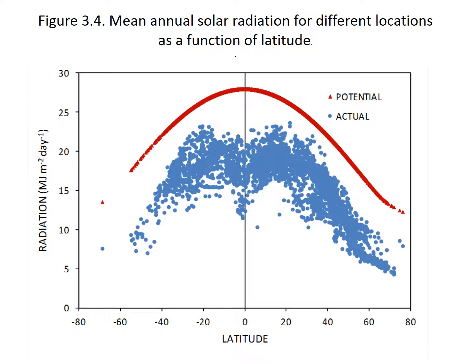In this graph, we see the variation of mean annual solar radiation for different locations of the Earth as a function of latitude. We see that maximum values of solar radiation are attained from minus 30 to plus 30 degrees of latitude. There are typically lower radiation values close to the equator due to higher rainfall, but in general there is a variation in parallel to the potential radiation for the different locations.